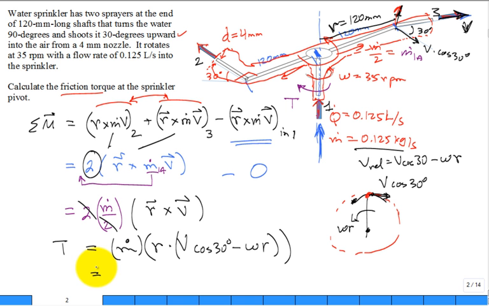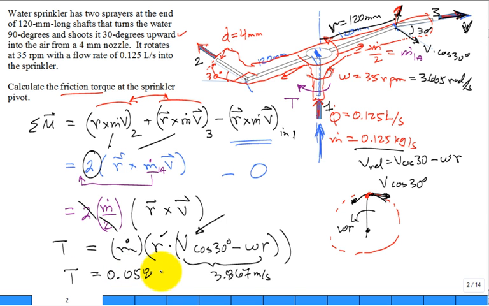The 35 revolutions per minute convert to 3.665 radians per second. And we know the moment arm distance, and so this relative velocity right here turns out to be 3.867 meters per second. A little bit of work to get the V here because of the nozzle and the volumetric flow rate out each side, but it's doable. And then we multiply by our distance and our mass flow rate, and we get that the torque applied is equal to 0.058 Newton meter.